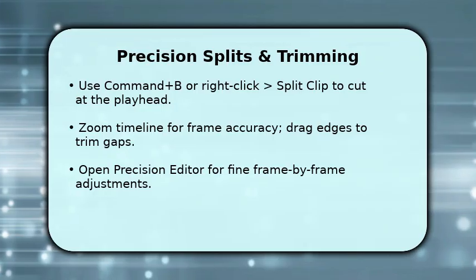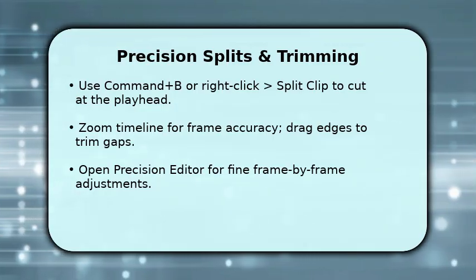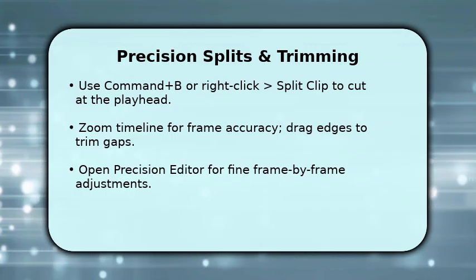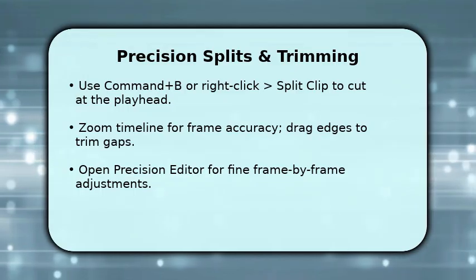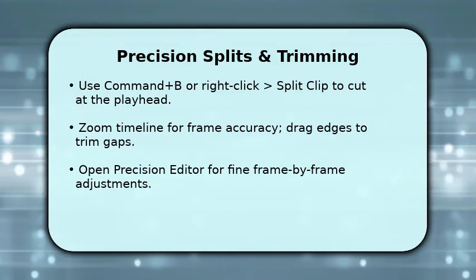Once split, open the Precision Editor to nudge edit points frame by frame. This helps remove jumpiness and match action. Also, use ripple deletes to close gaps after removing segments. And remember that splitting is reversed.